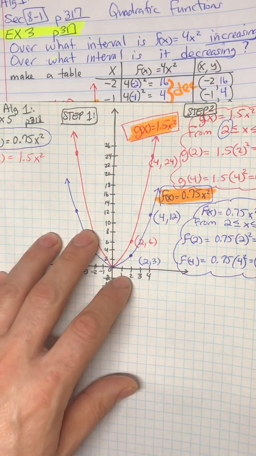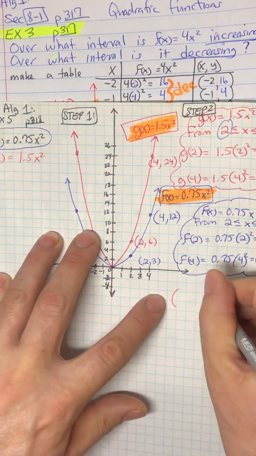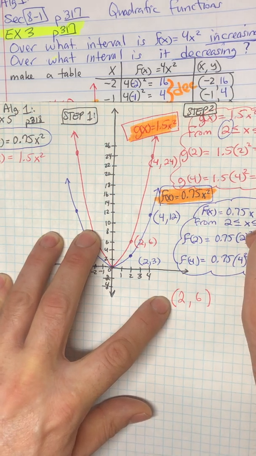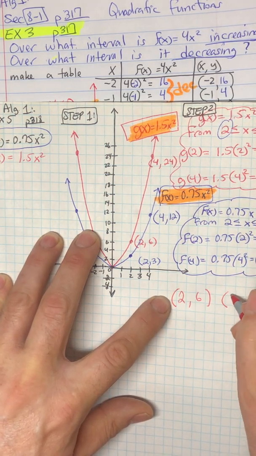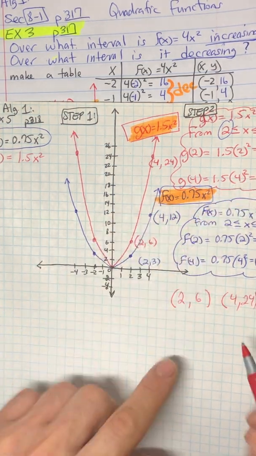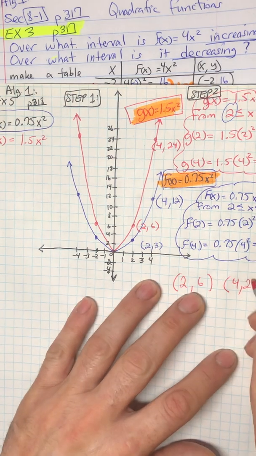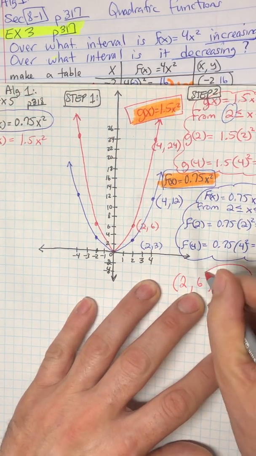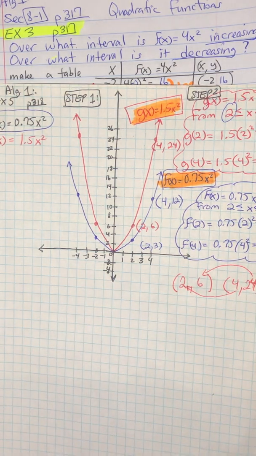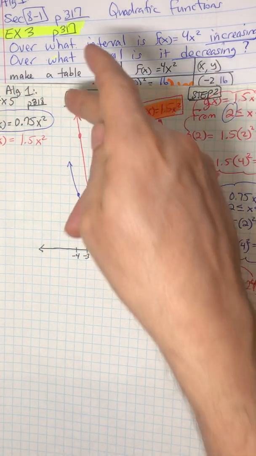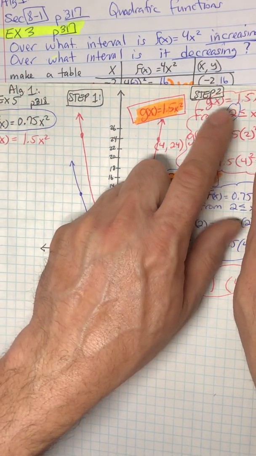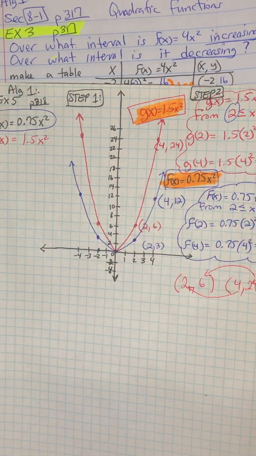For g of x, you get these 2 points. x was 2, g of x is 6. The other point you get was x is 4, and then we plugged it in, we got 24. These are the 2 points. Can you find the slope of these 2 points? Yeah. Remember? y2 minus y1 over x2 minus x1. That's how you find slope. We're going to do that later in step 3. This is step 2. Step 1, graph it. Step 2, plug them in. Plug those numbers in that they give you from the interval, the endpoints of the interval.